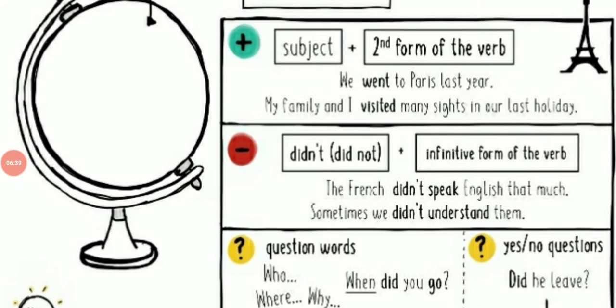In the affirmative you can see here plus is given, the mark of the affirmative: subject plus second form of the verb plus object. It means we use the subject, then the verb second form, and then the object whatever is given in the sentence. Like he went to Paris last year. My family and I visited many sites in our last holiday.